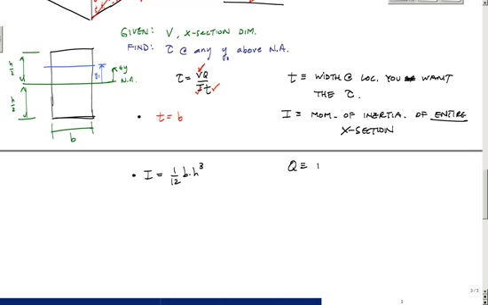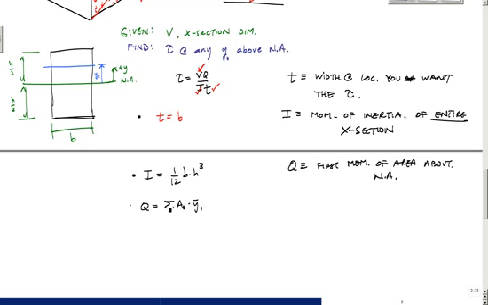Q is the first moment of area about the neutral axis, okay? And the way you calculate Q, you might see it in some textbooks as Q is the sum of A prime times Y bar prime. You'll see it as that. And what it means, or really what it should be for us here, is A1 times Y bar 1, okay?